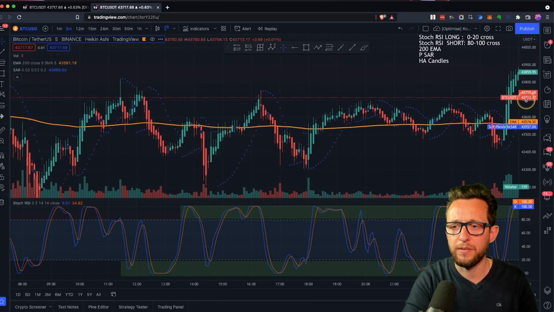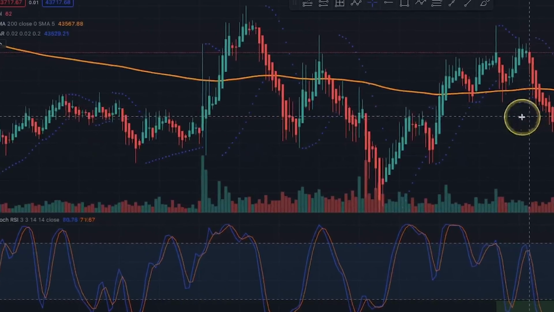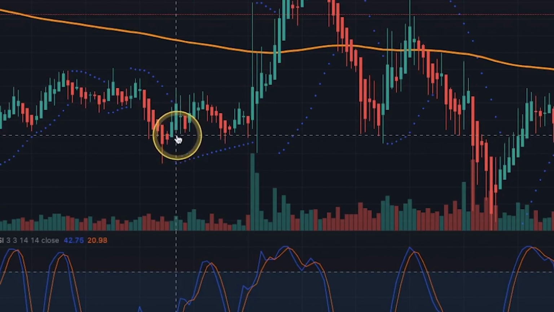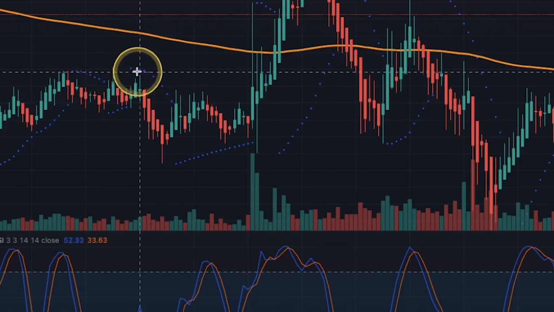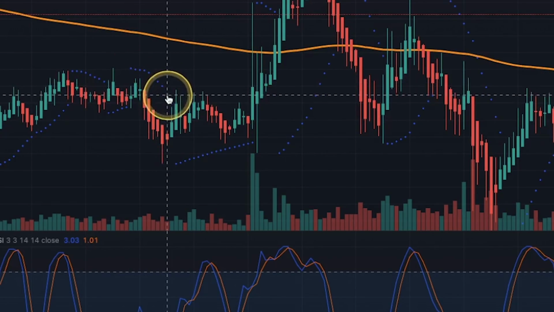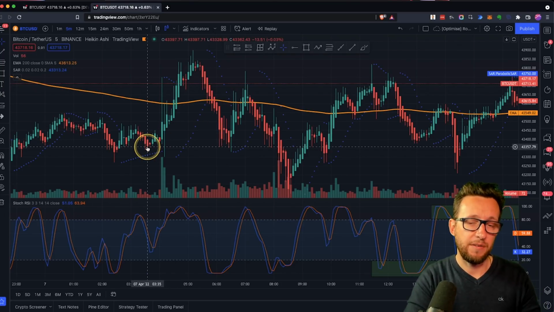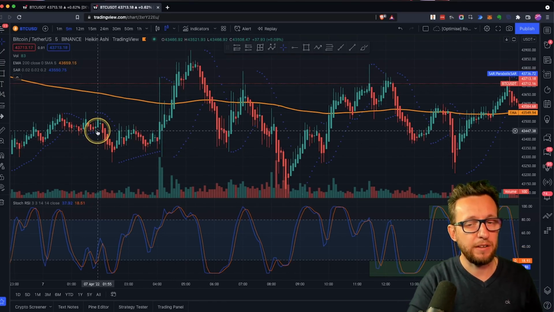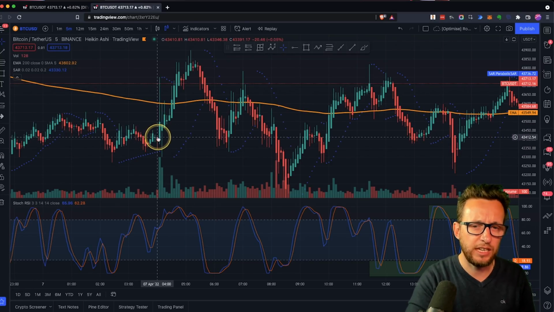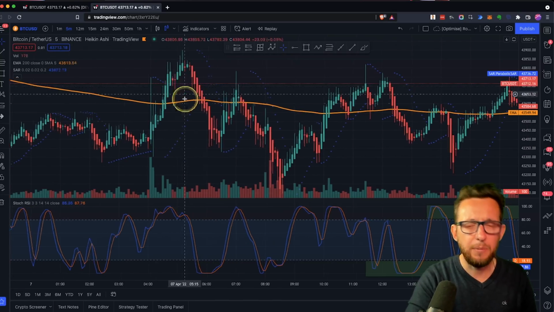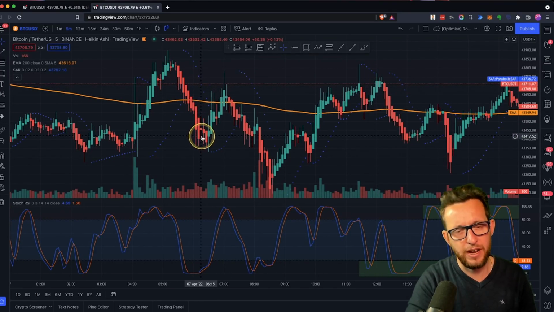And our last and final, well, there's actually two last parts. This Parabolic SAR, we'll be looking for price to be above these blue dots for longs and price to be below these blue dots for shorts. And the very last condition is that when we're looking for longs, we're going to be looking for the Heikin-Ashi candles to be in green. And when we're looking for shorts, we're looking for the Heikin-Ashi candles to be in red.